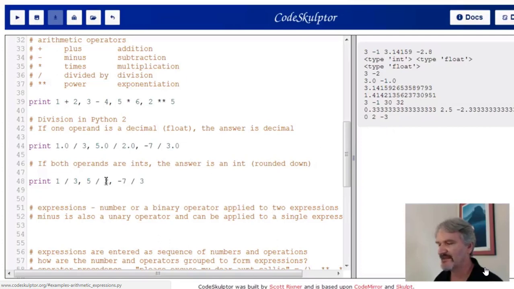5 divided by 2 is 2.5. The integer answer would be 2 here. We rounded 2.5 down. We do minus 7 divided by 3. Well, integer division is actually minus 3. We'll talk about division more later on when we talk about remainders, and we'll have a second operator called // that is explicitly integer division.